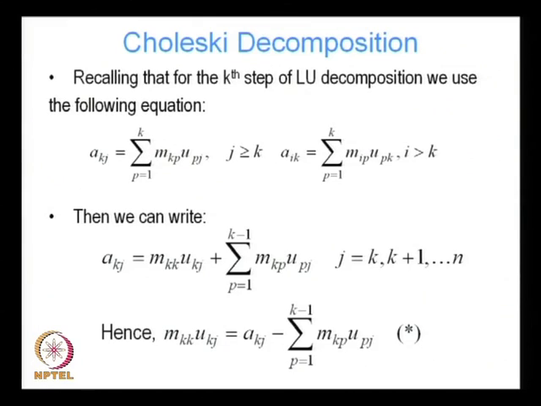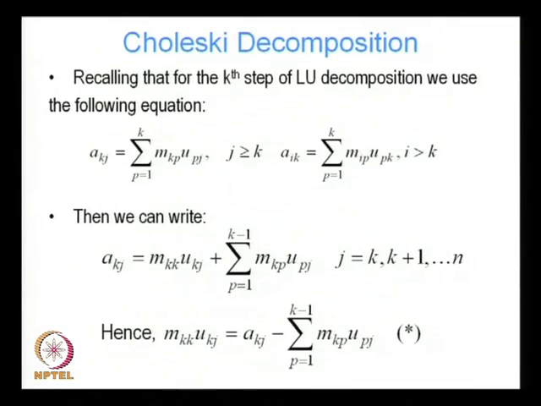Let us go back to the LU decomposition and recall that for the kth step of the LU decomposition, we use the following equation. A_KJ is equal to the sum over P equal to 1 to K of M_KP U_PJ, where J is greater than or equal to K. That is, we are constructing the part at or above the principal diagonal. And A_IK is equal to sigma P equal to 1 to K of M_IP U_PK, for I greater than K, which is the part below the principal diagonal.